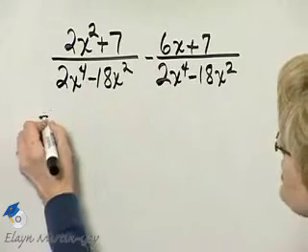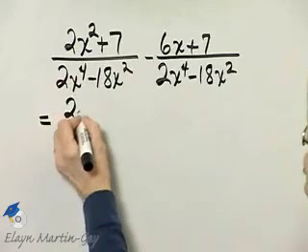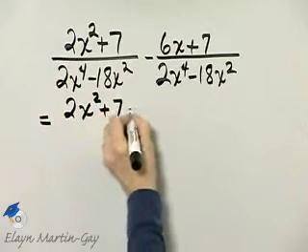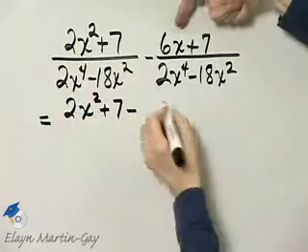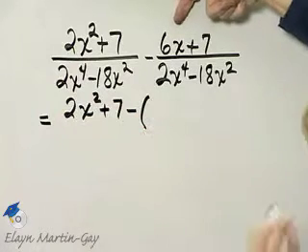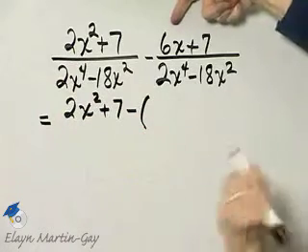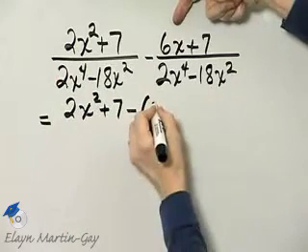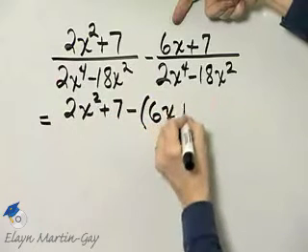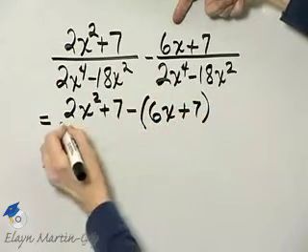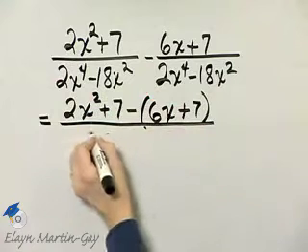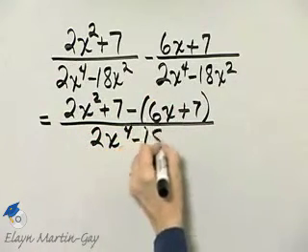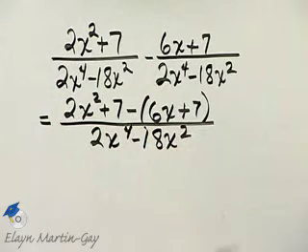So what we have is numerator 2x squared plus 7 minus, now be very, very careful. I'm subtracting the entire second numerator, so I place parentheses about it. Minus parentheses 6x plus 7, and then that's all over a denominator of 2x to the 4th minus 18x squared.